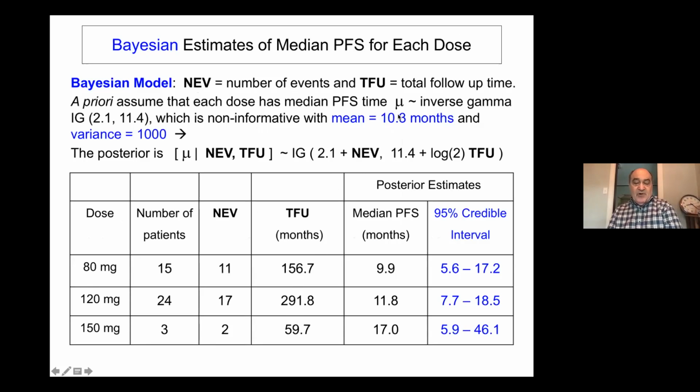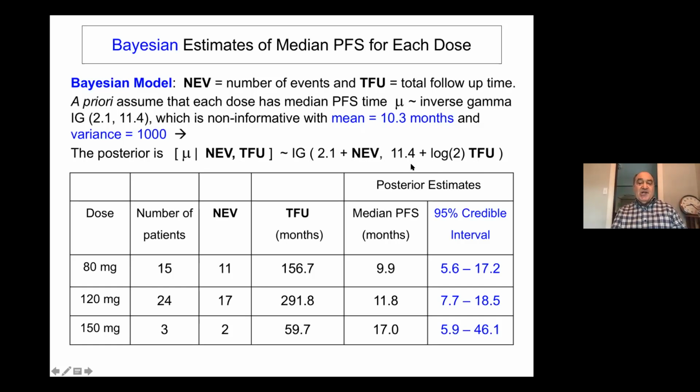But in the Bayesian world, if you assume a model, we'll say, well, the mean time to the median progression-free survival time, I'm going to call that mu, follows an inverse gamma distribution. And you needn't worry about that. That's a technical thing statisticians can deal with. But the nice thing about the inverse gamma is that if this is the prior, then the posterior is also inverse gamma. And all you have to do is add the number of events to the first parameter and add log 2 times the follow-up time to the second.